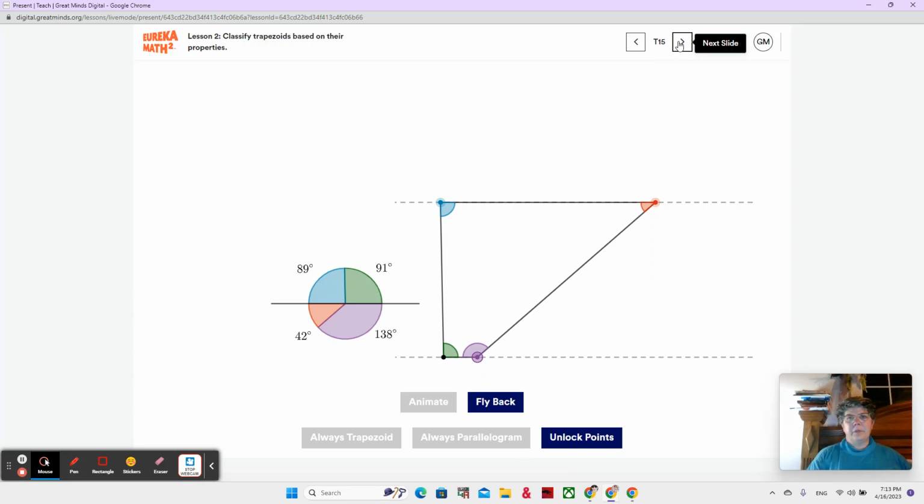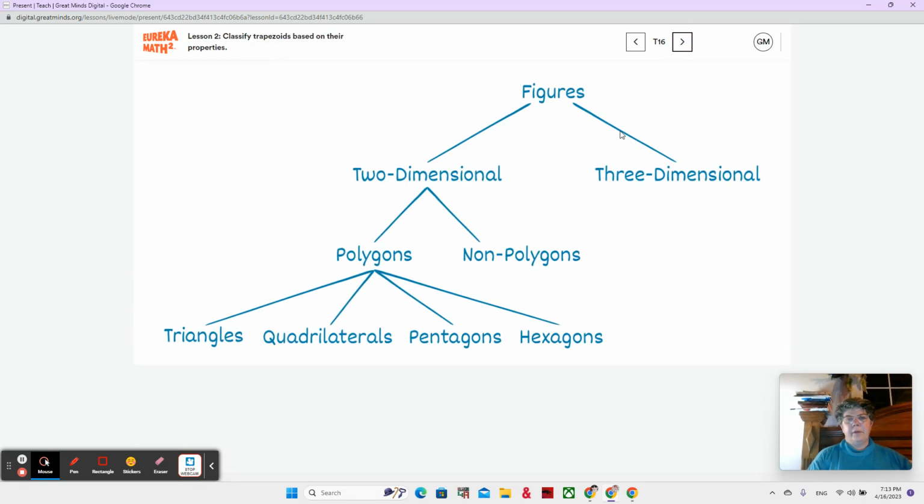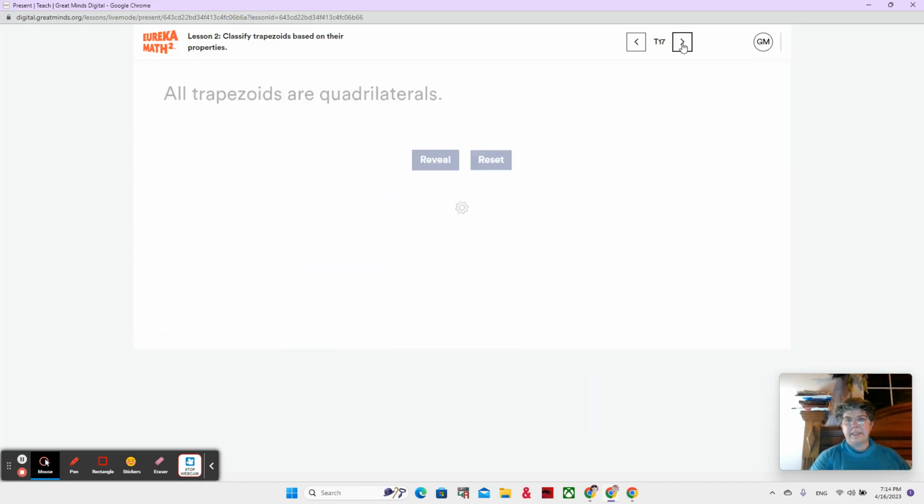Now there's one more thing that I wanted to show you, which is our hierarchy. Remember our hierarchy from lesson 1? We have all figures, 2-dimensional, 3-dimensional, polygons, non-polygons. We're working with polygons because they're closed figures: triangles, quadrilaterals, pentagons, and hexagons. Right now we're working with quadrilaterals, 4 sides. And we're going to think a little bit about trapezoids.